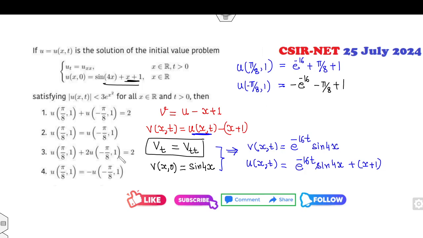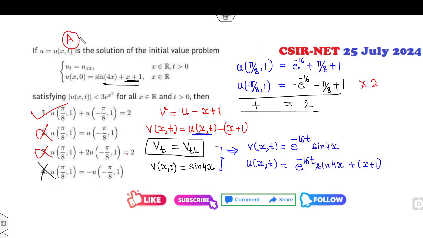Clearly say, first of all, is it a negative of this? No. If you take a negative common, then it will be the negative. Clearly say if you add them, it will be 2. So the first option is correct. This option is cancelled. If you multiply this by 2 and add them, it will not be 2. So this option is also cancelled. A is the right answer of this problem.